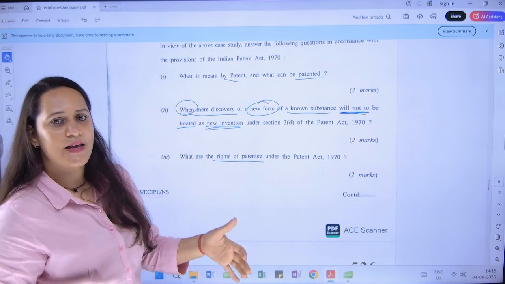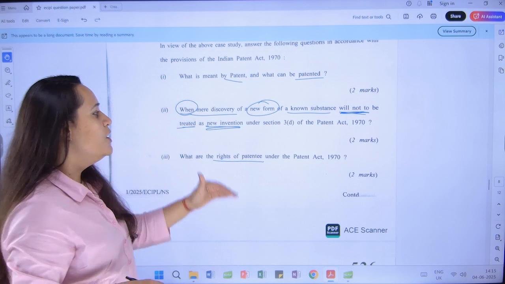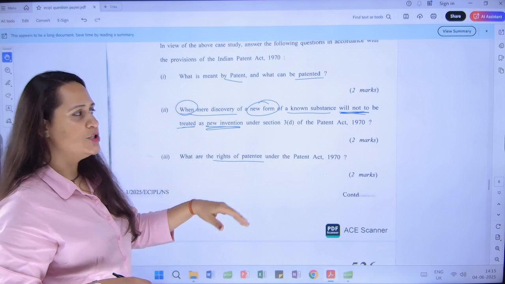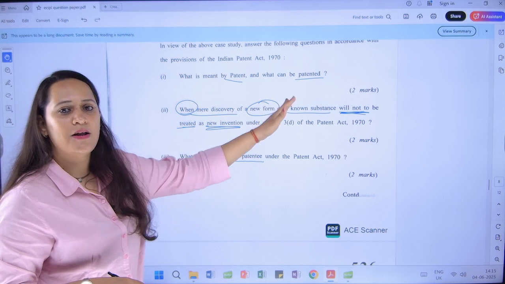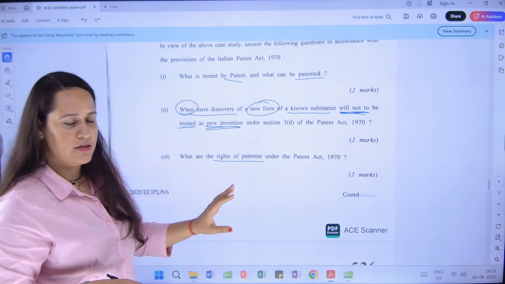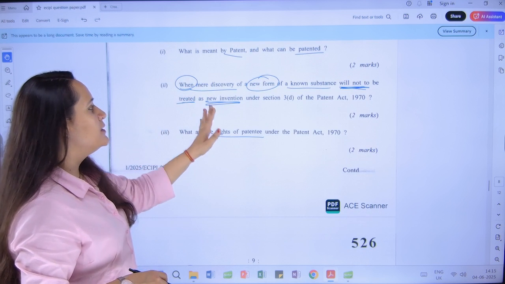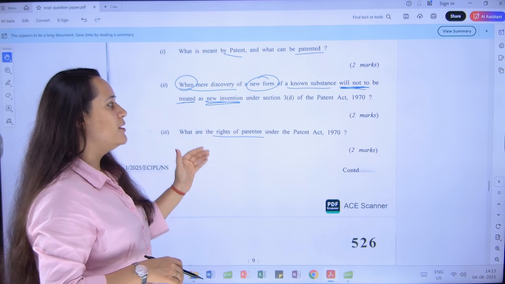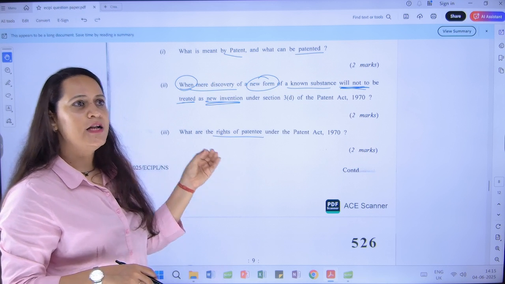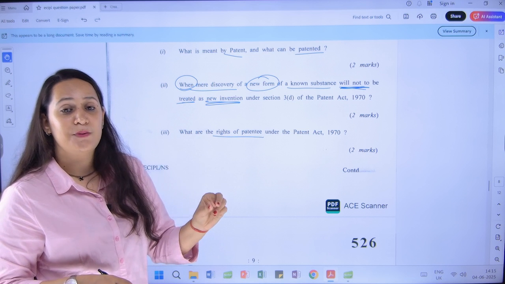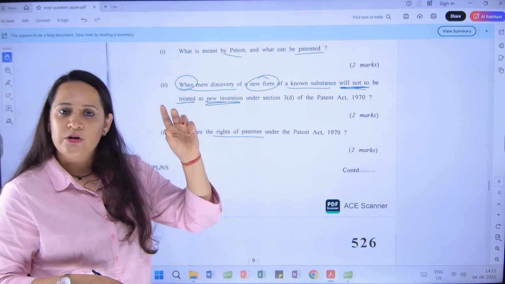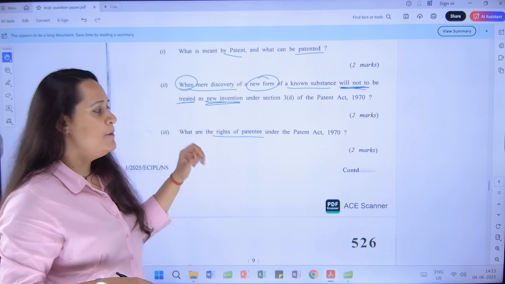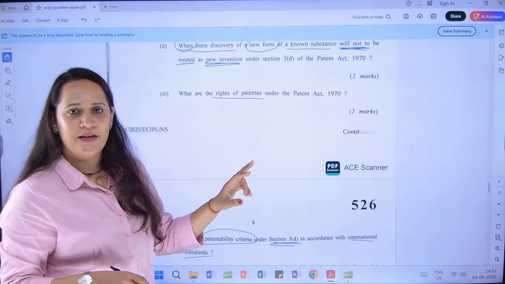On the basis of this case, they are asking you certain questions. First few questions are direct questions. What is meant by patent and what can be patentable? Easy theory question. When will mere discovery of a new form of substance not be treated as a new invention under section 3 subsection B? It is a theory question, but you have to give an explanation for the provision of 3D, which is an application of mind. Okay. Next, what are the rights of the patentee?